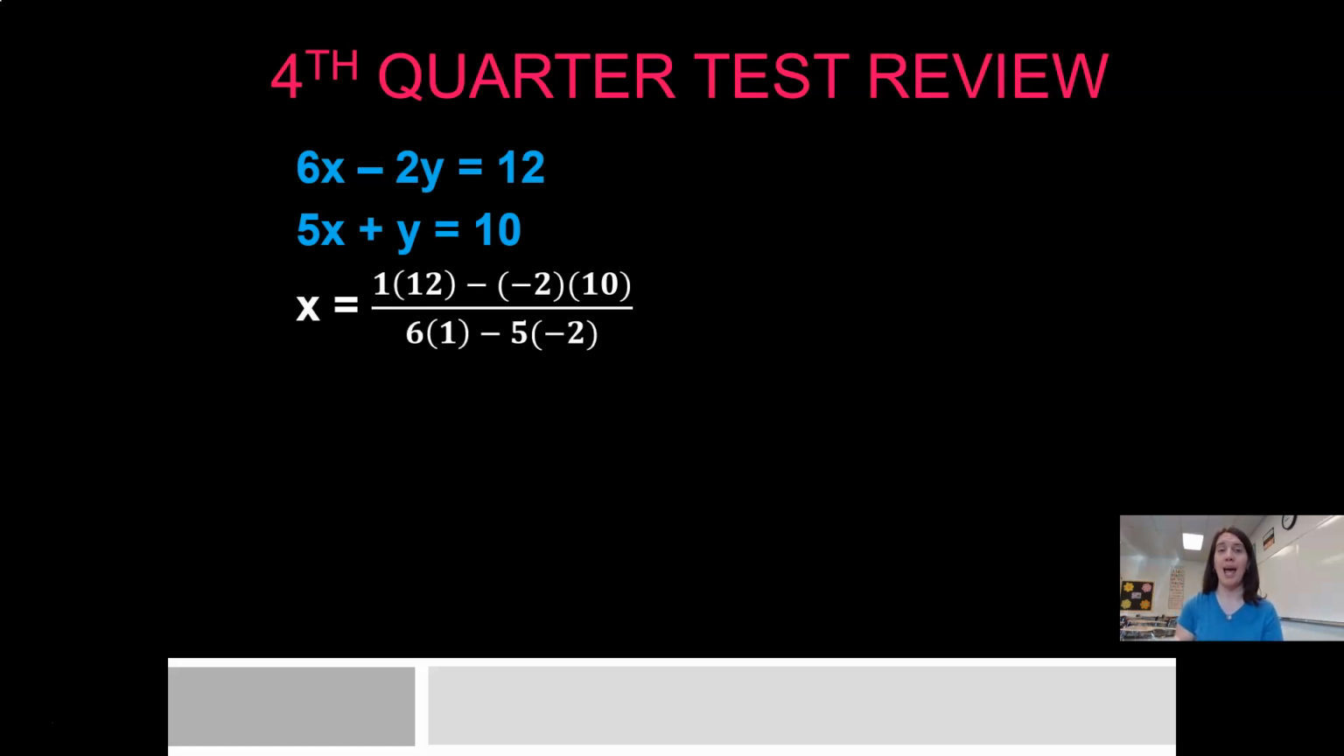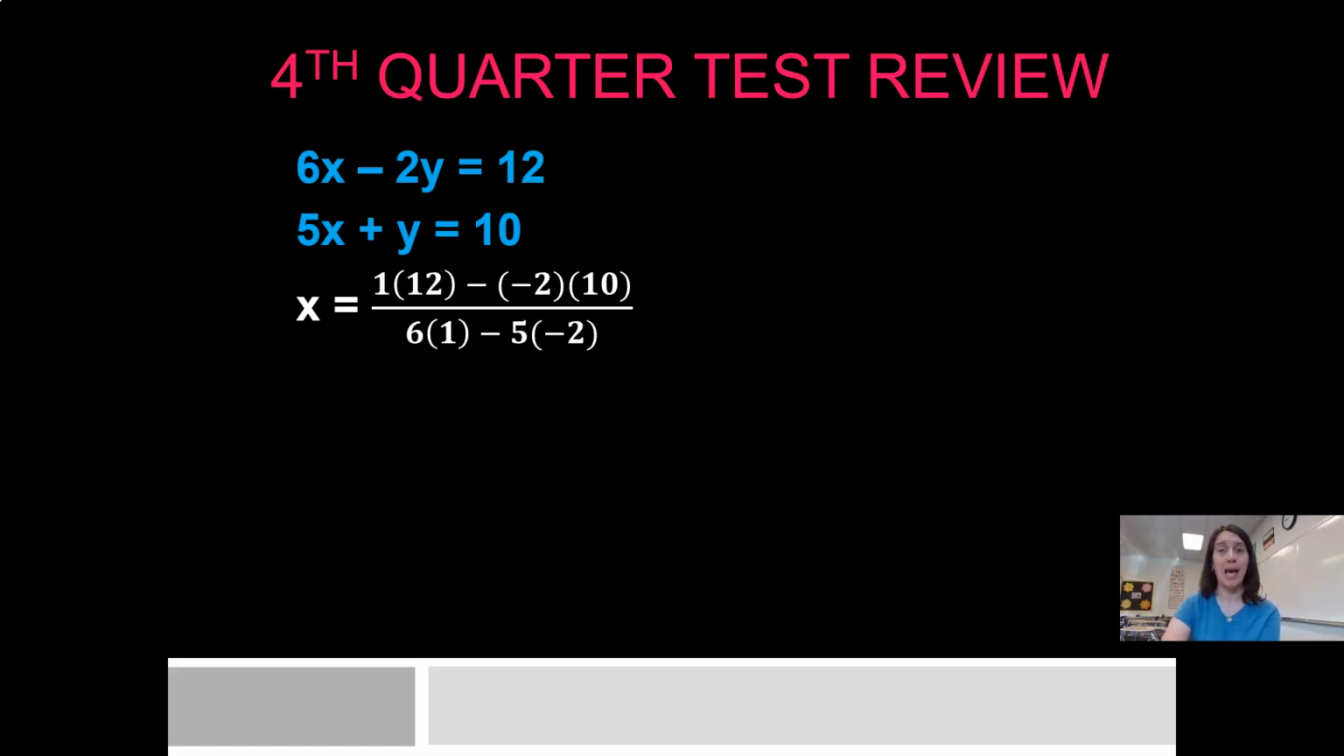So the formula that I have here tells me to take the b from the second equation. Remember, the equations always go a, b, c. The a is in front of the x, the b is in front of the y, and the c is the constant at the end of the question. So the b from the second equation is my 1 times the c from the first equation, 12, and then minus the b from the first equation, negative 2, so I use parentheses there because of the minus with the negative, and my c from the second equation is the 10.